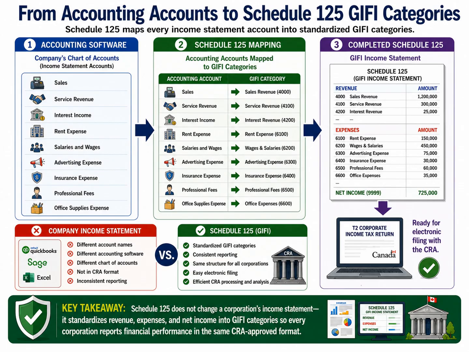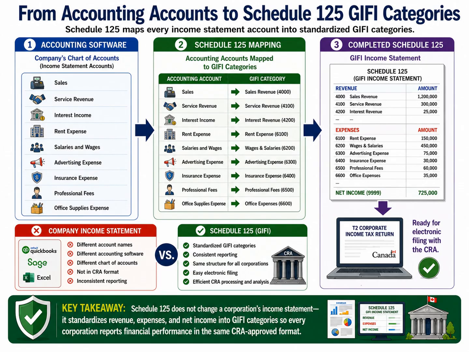During this stage, each accounting account is matched to the appropriate GIFI category. For example, sales is reported as sales revenue. Interest income is classified as interest revenue. Salaries are mapped to wages and salaries. Advertising is reported as advertising expense. Insurance is assigned to insurance expense. And professional fees are reported under the corresponding professional fee category. The purpose of this mapping is not to change the financial information, but to organize it according to the standardized GIFI structure required by the CRA.